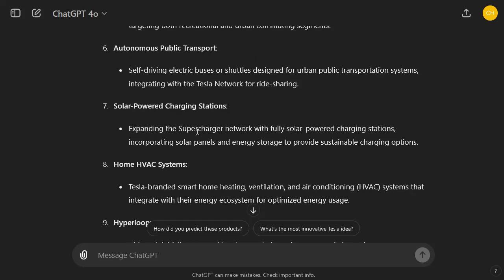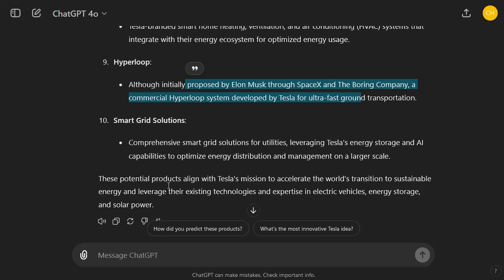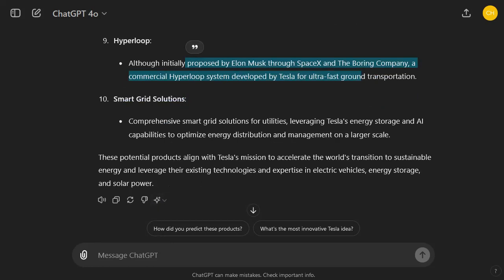Solar-powered charging station, I think this they already do. Hyperloop, yeah, for ultra-fast ground transportation, smart grid solutions. Okay, so I think this makes sense.